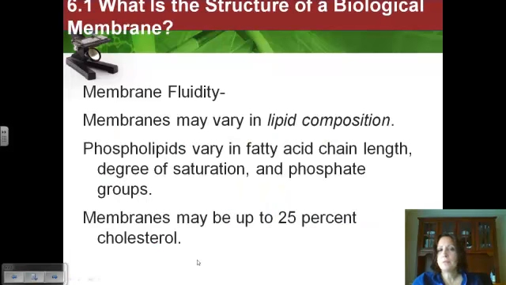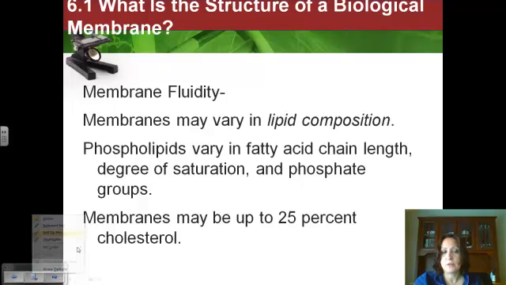Okay, the membranes are fluid, they're in constant motion, and this has to do with the composition of the different lipids. So the lipids within the membrane vary. They can vary in the length of the fatty acids. They can vary in the degree of saturation, which we've talked about earlier, and then also the phosphate groups. The other thing that will affect the fluidity of the membrane is the cholesterol, and this is related to temperature, and so cholesterol will help to maintain fluidity in a membrane at lower temperatures.